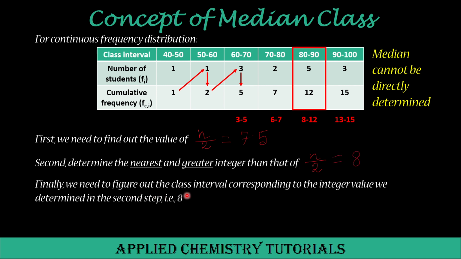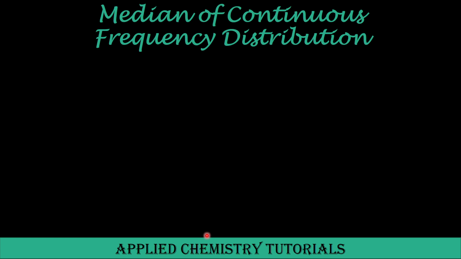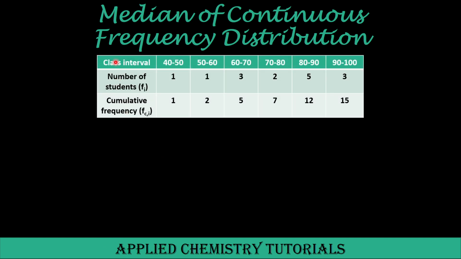And then finally we need to figure out the class interval corresponding to the integer value we obtained in the second step, that is 8, or the 8th term, which is definitely the 80 to 90 class interval. So here the median class is 80 to 90 for the continuous frequency distribution. Now let's talk about the median of the continuous frequency distribution.